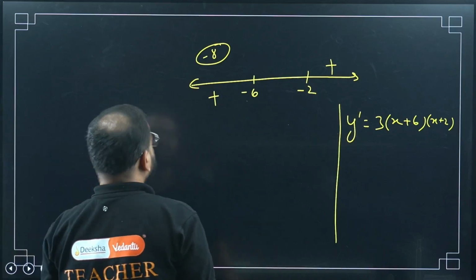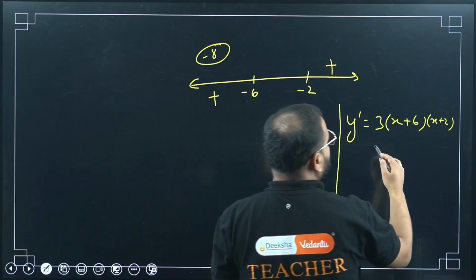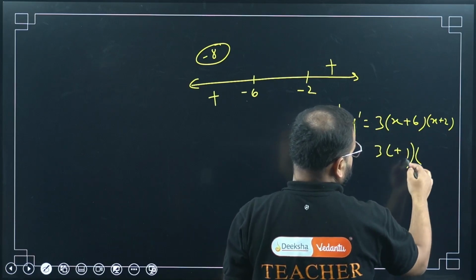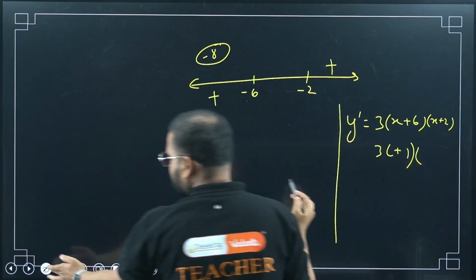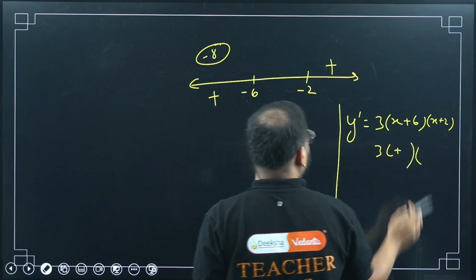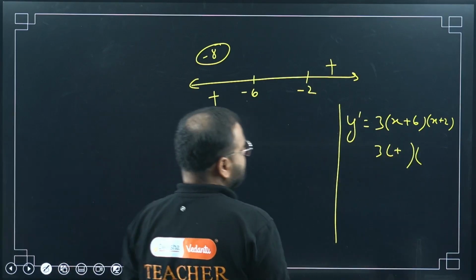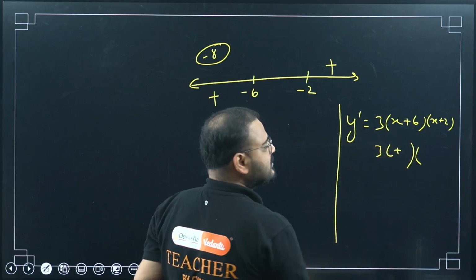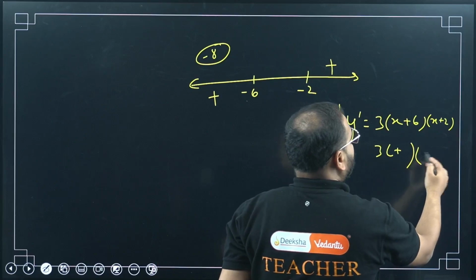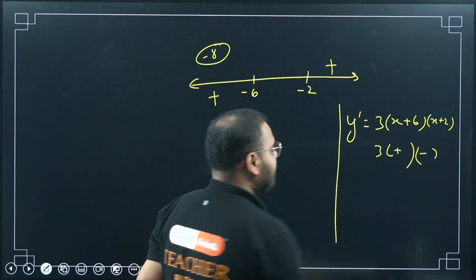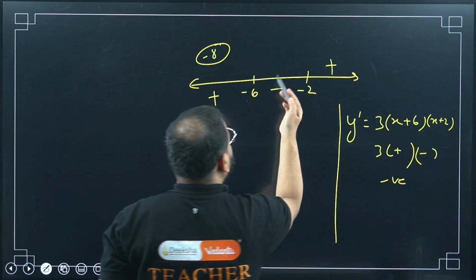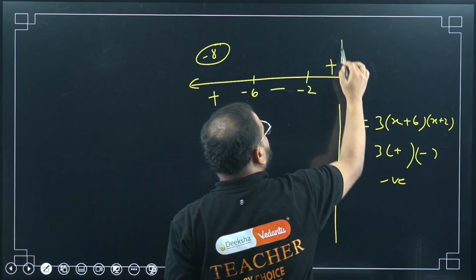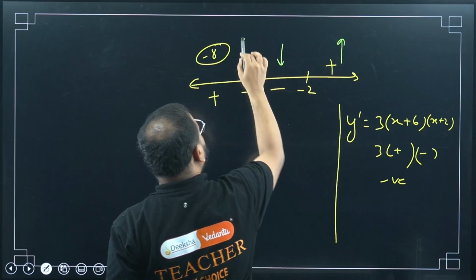If I put -5, this will be a positive number. Please understand this is not 1, it is simply positive. -5 plus 6 is simply a positive number, -5 plus 2 is a negative number. Positive into negative is negative in general. So what is the trend now? The trend says increasing, decreasing, increasing.